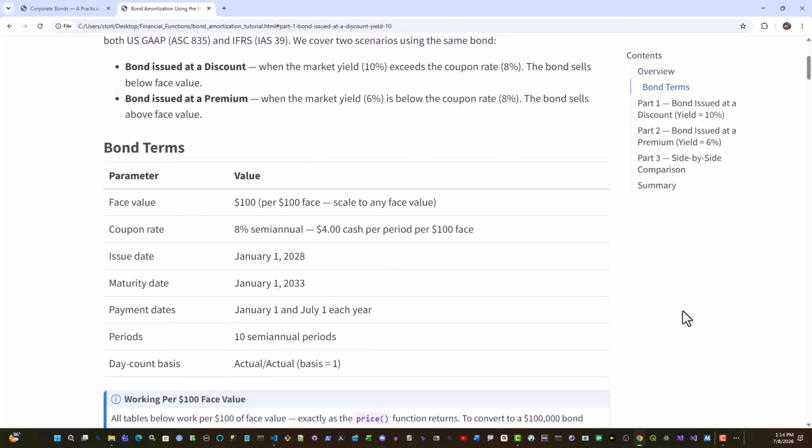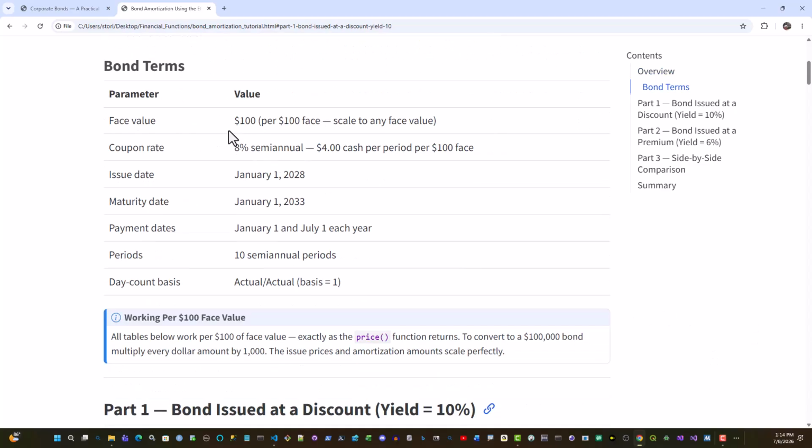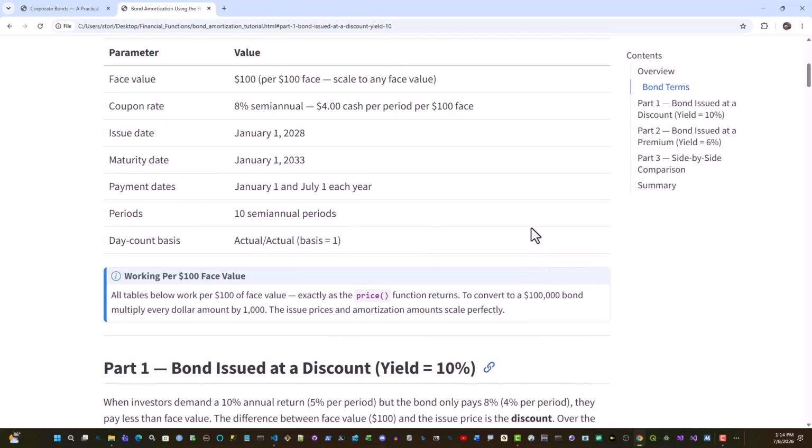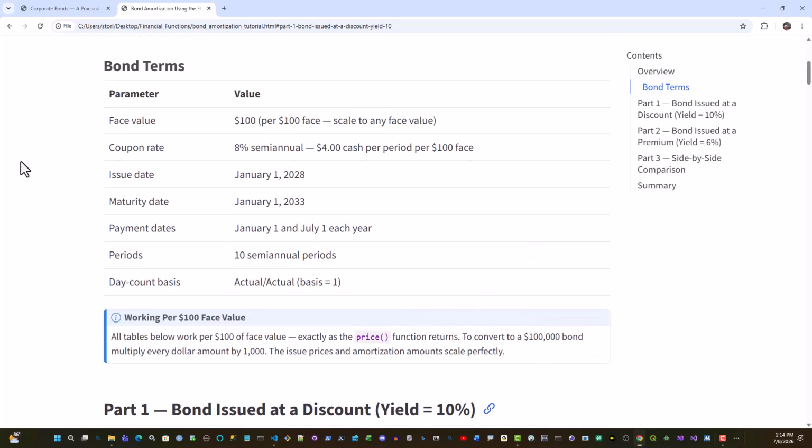Think of it that way. Here's an example for you. Again, we're using $100 face value here to keep the numbers easy. The figures you're calculating here can be applied to any bond value, okay? It's simply a matter of multiplication.